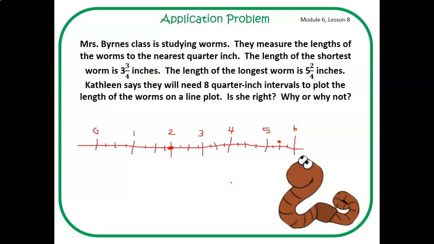Why is she wrong? Think about it for a minute. See if you can come up with a sentence that tells me why Catherine's wrong. Well, I think Catherine's wrong because 8 quarter-inch intervals would only be 2. And the longest worm was a lot longer than that. It was 5 1/2 inches, 5 2/4 inches. So that would definitely be a lot longer than just 2.